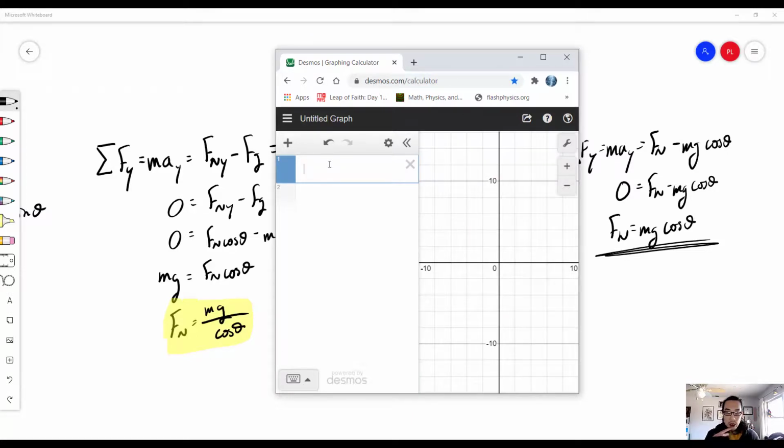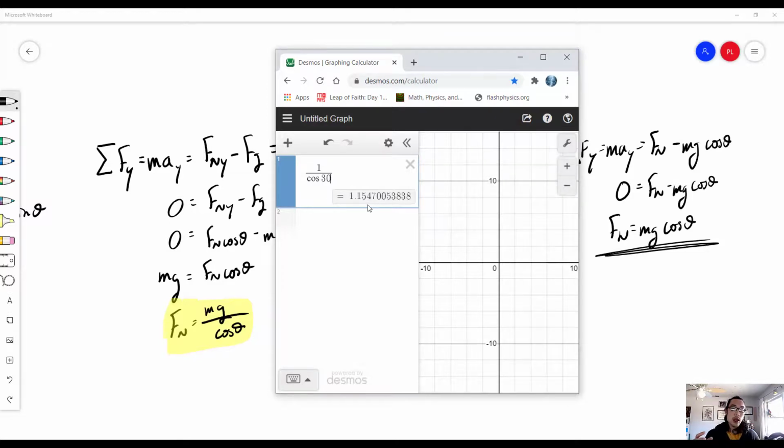So let's say the weight of the object, let's just make it easy for us, m times g just gives us 1. So 1 divided by, and let's just say the angle is 30. If the weight is 1, and we divide 1 by cosine of 30, that means the normal force will be 1.15.